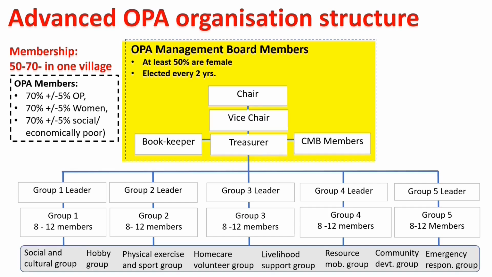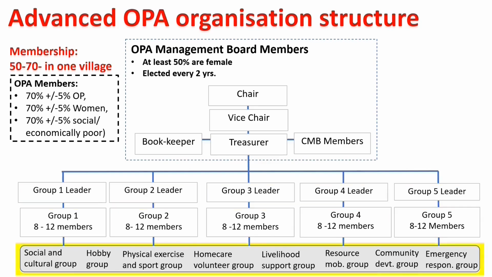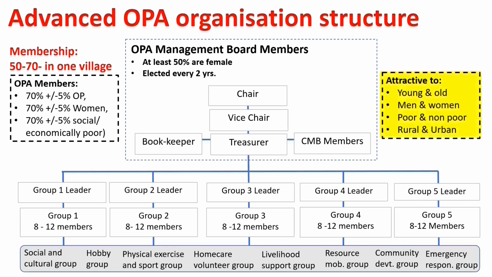The members are divided into neighborhood groups. Each neighborhood group has their own group leaders. The members are encouraged to form and participate in various groups that are under the OPAs, such as social and culture group, hobby group, physical exercise and sport group, care volunteer group, livelihood support groups, and others. The OPA is designed to be attractive to young and old, men and women, poor and non-poor.